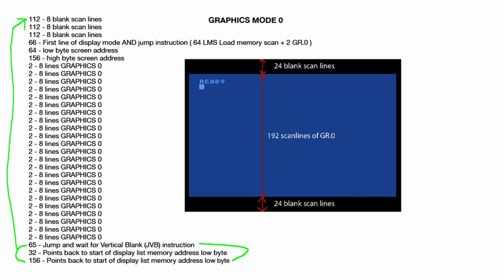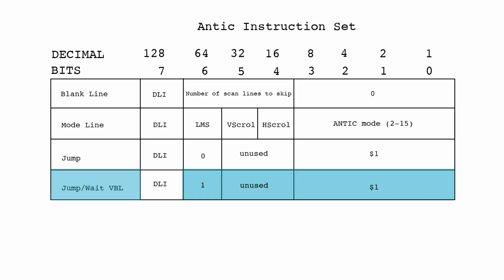Now if we take a look at the last 3 bytes, we've got a 65, which is a jump and wait for vertical blank instruction, with a low byte and high byte pointer back to the memory address pointing to the start of the display list. So basically this jump instruction / wait for vertical blank is telling the display list where in memory the display list starts and where to begin displaying all over again. It's basically like a jump back to the beginning of the display list, and all we have to do is turn on bit 6 and bit number 1, which gives us the decimal value 65.